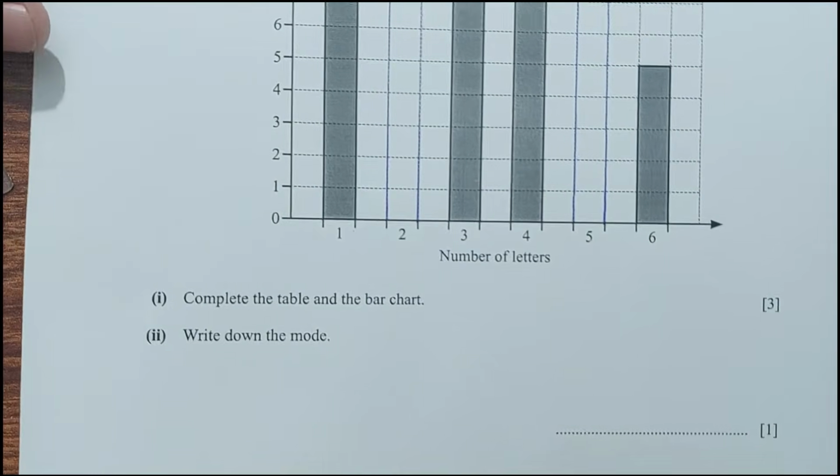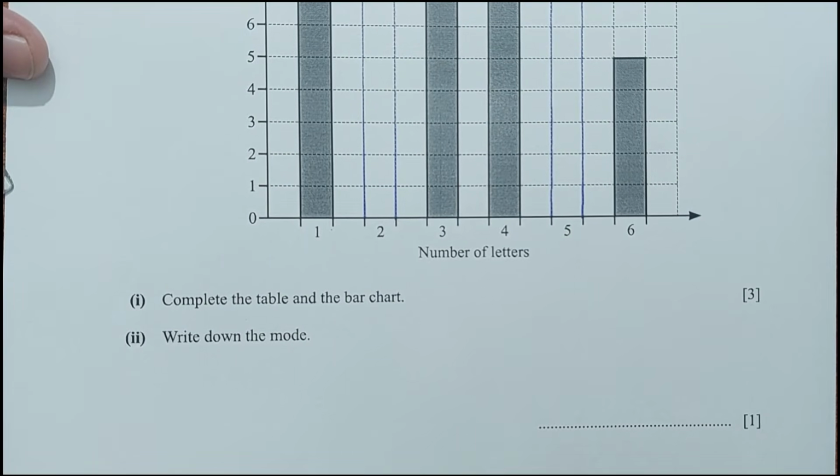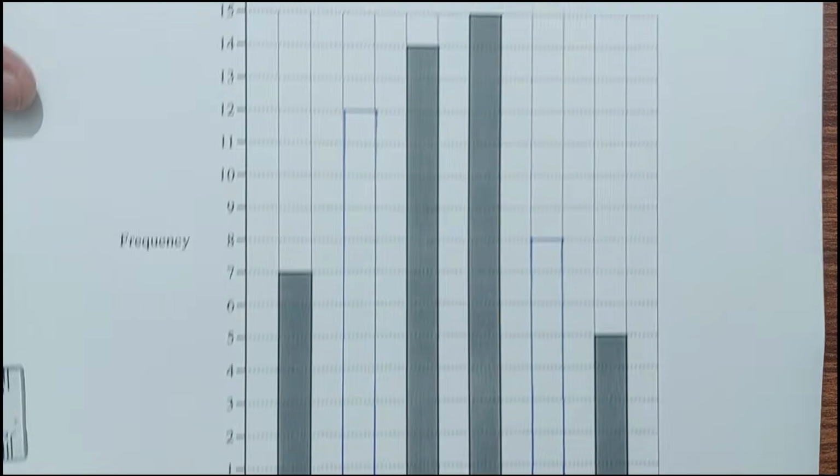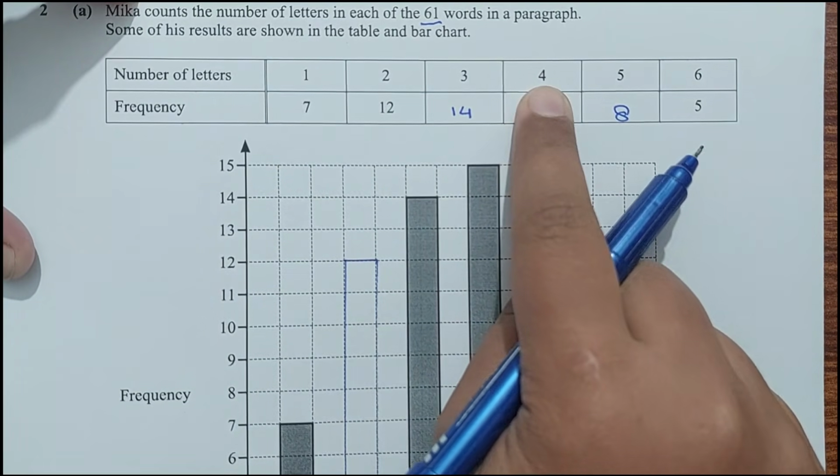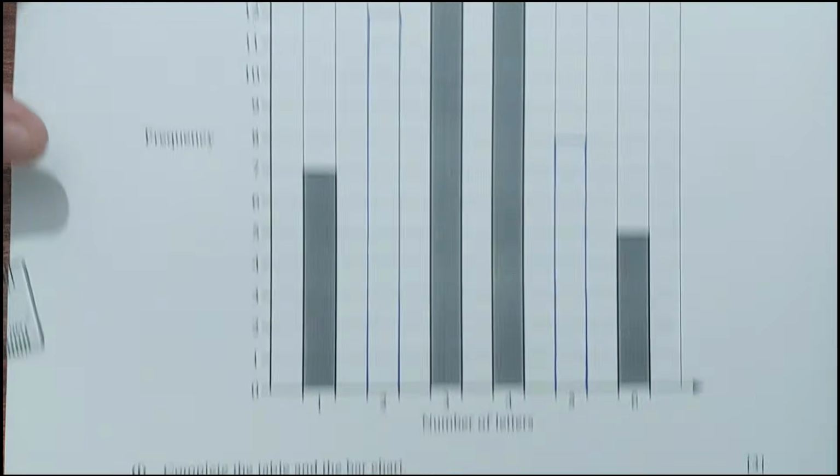Right. Now for the second part, write down the mode. Mode is the most repeated value, the most repeated frequency, which is 15. So the mode is number 4.